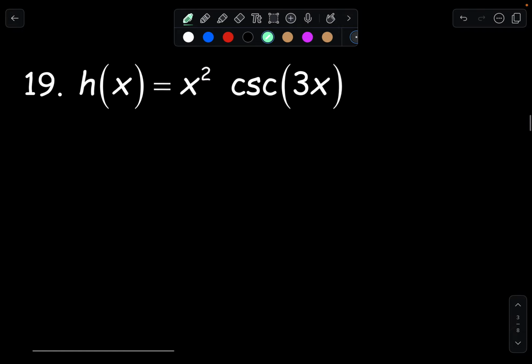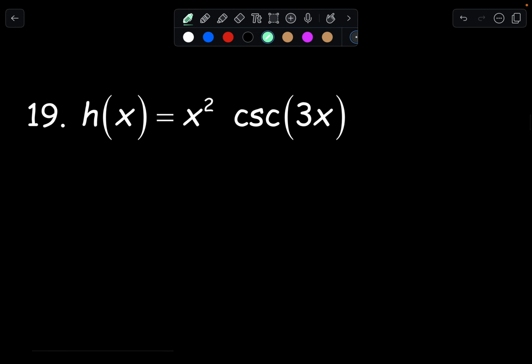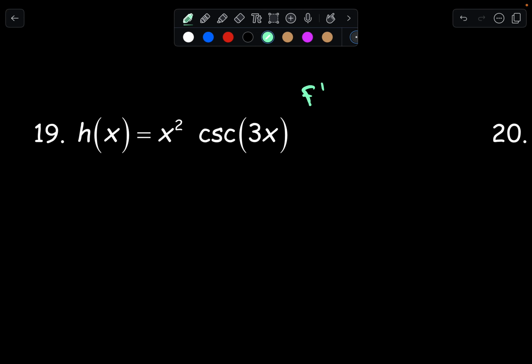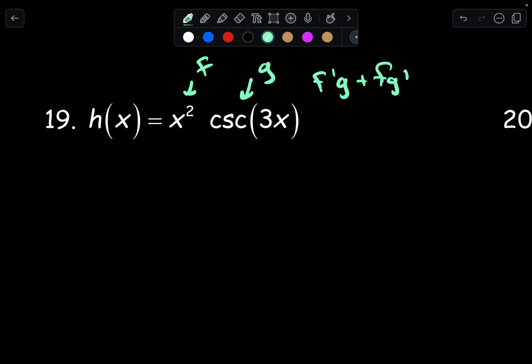All right, 19, we have h of x is equal to x squared times cosecant of 3x. We have another product rule, but there's also a chain rule embedded in there. Okay, so product rule, we have f prime g plus f g prime. X squared is f. Cosecant 3x will be g.